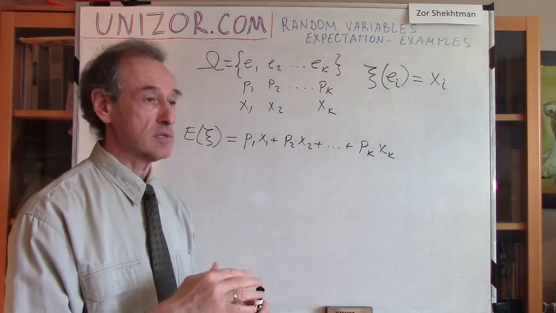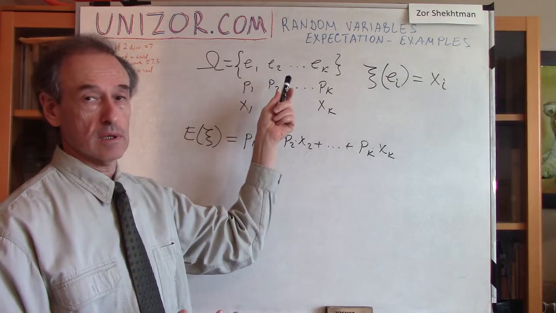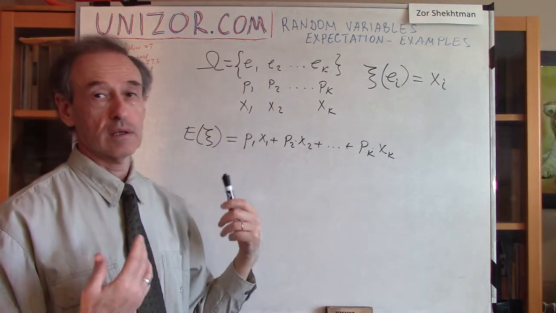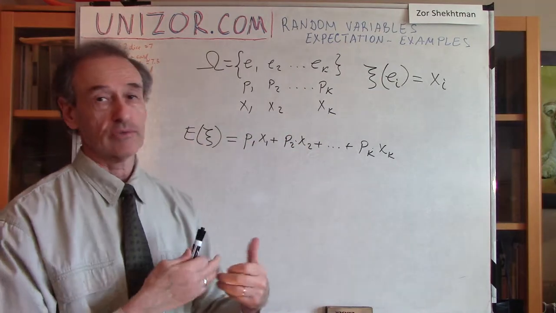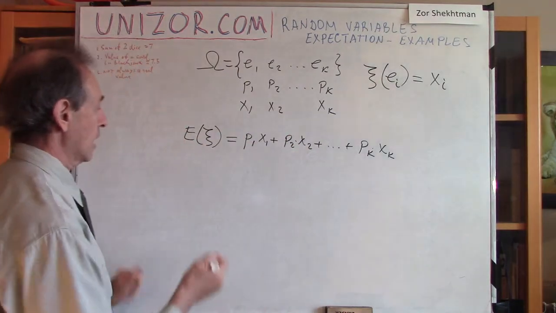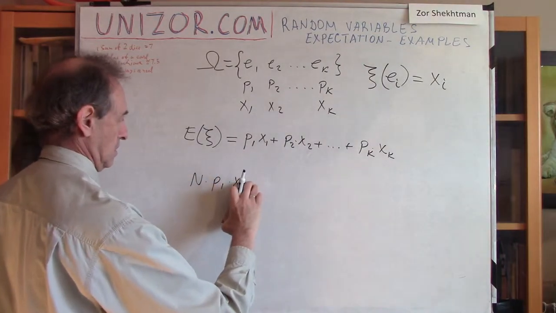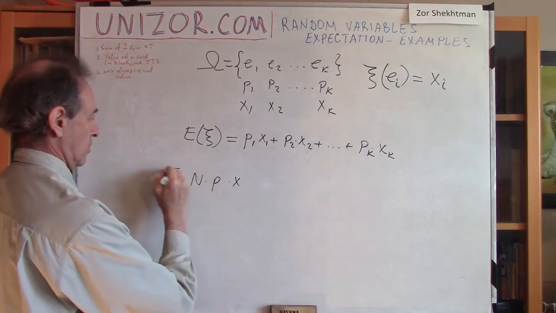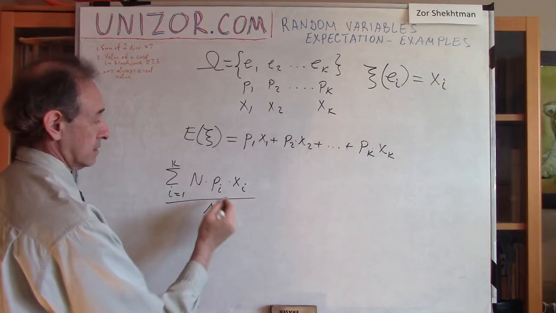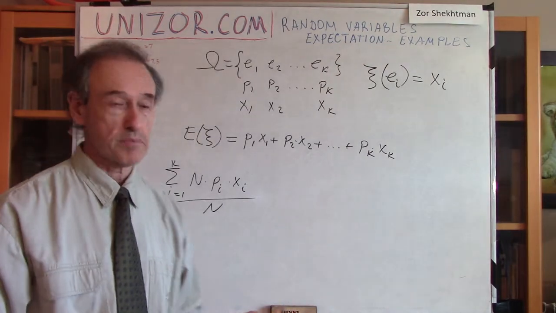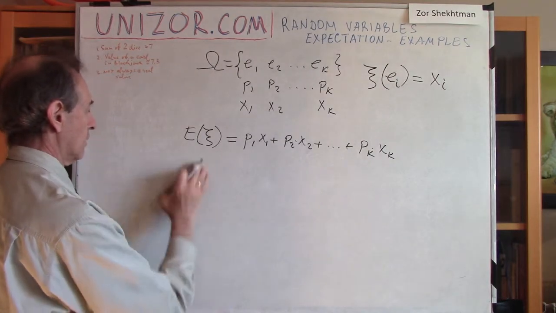And the derivation of this formula is very simple, because if you have n experiments, then approximately n times pi is the number of times the elementary event ei actually occurs, in which case we have the value xi. So you have to just summarize these n times pi times xi, summarized by i, and divide by n, obviously, because you want it per average per experiment, and that's why we have this formula. All right, so this is a very quick reminder of the last lecture.